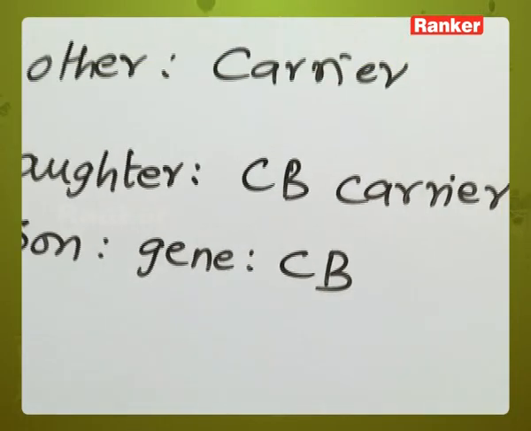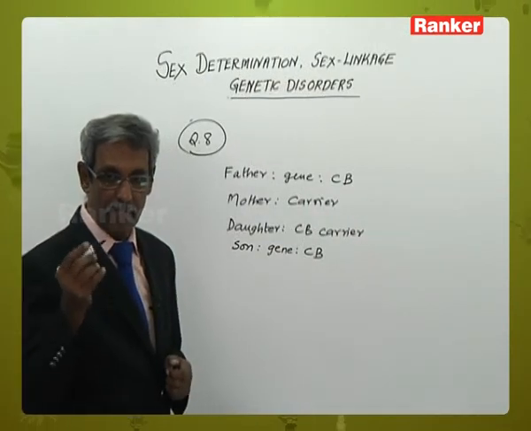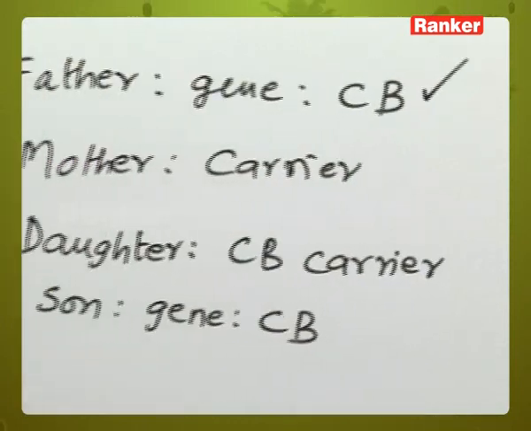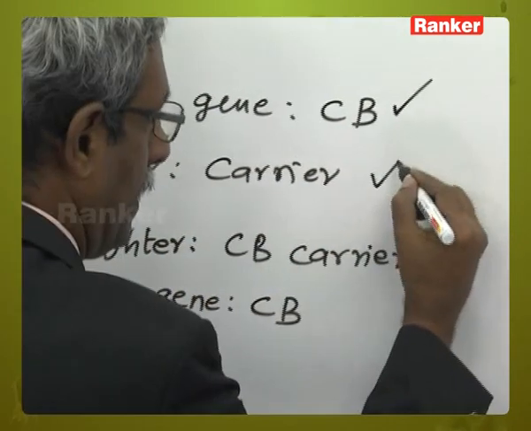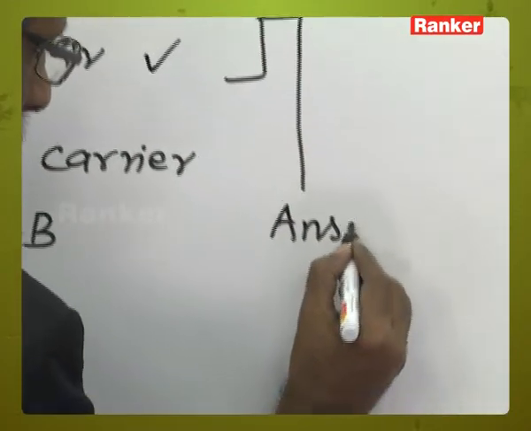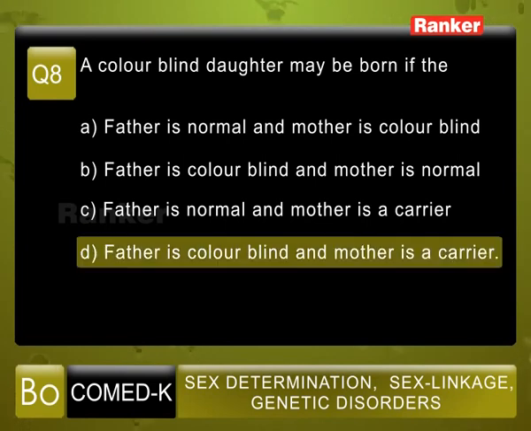Now, among the 4 choices, the correct answer is D, which says the father is colorblind and mother is the carrier. And in view of these 2 statements, the correct answer is D.